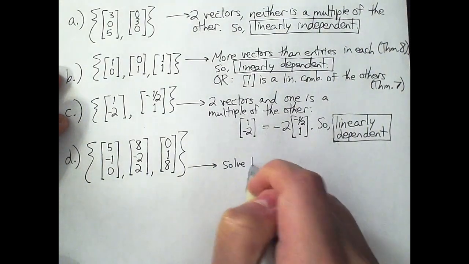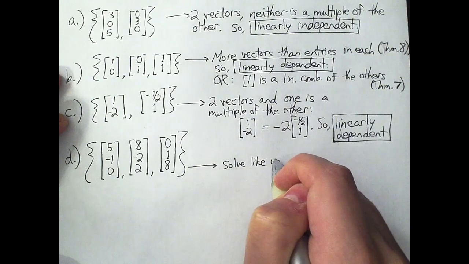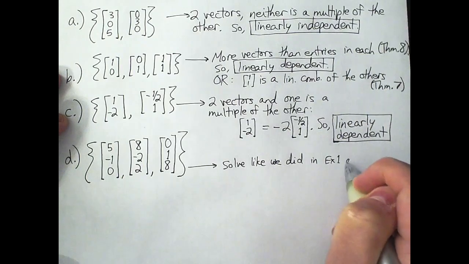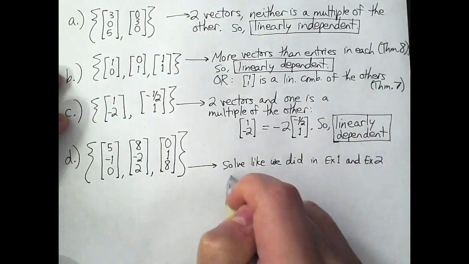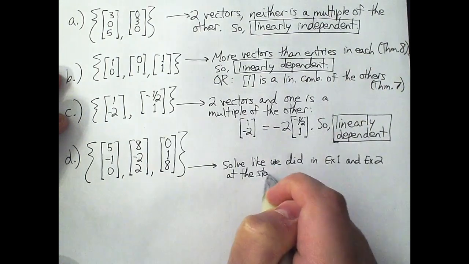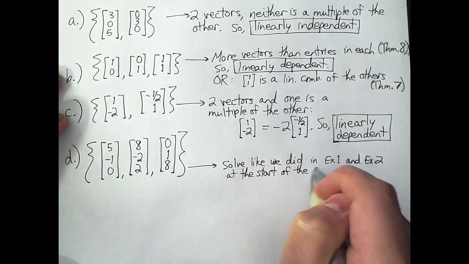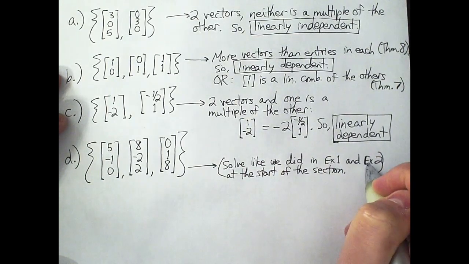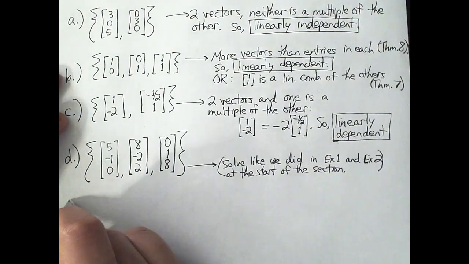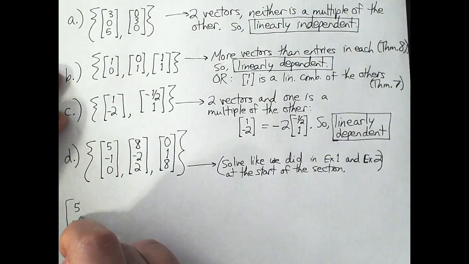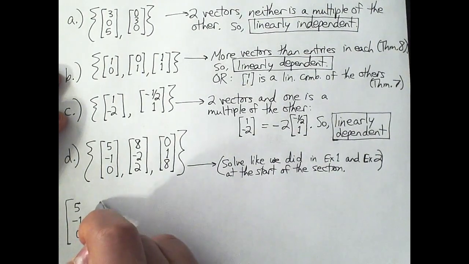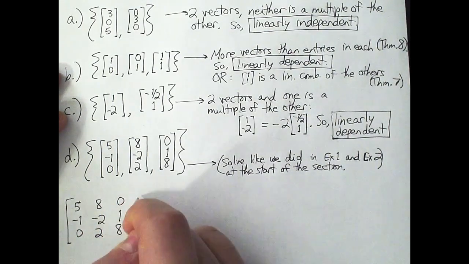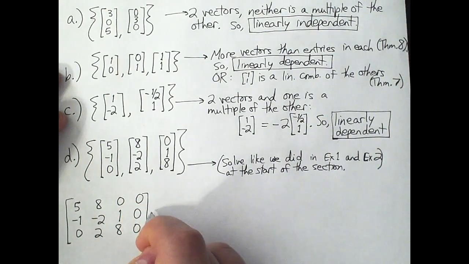So I think what I'm going to do for this one is solve like we did in example 1 and example 2 at the start of the section. I don't think that the shortcuts are very quickly applying to this situation. So let's set up an augmented matrix and solve, and that is always going to work. It's always going to get us an answer. So the augmented matrix would have zeros for the right-hand side, and we start working on row reduction.